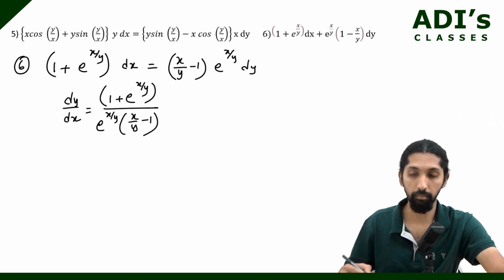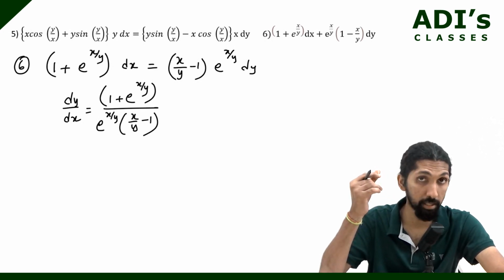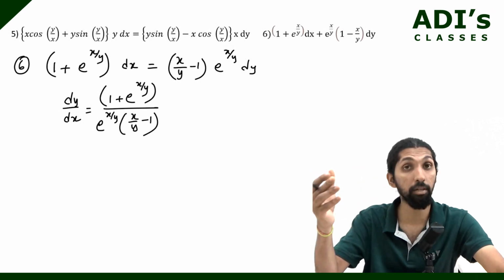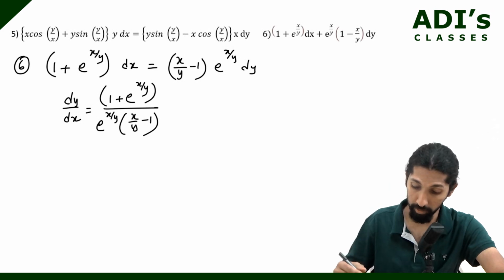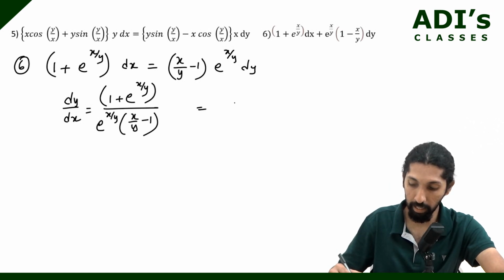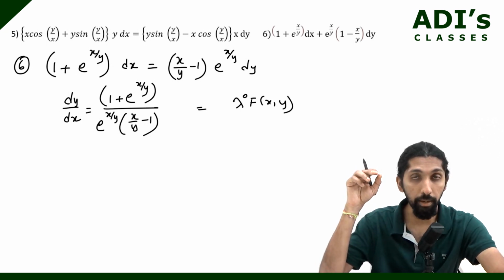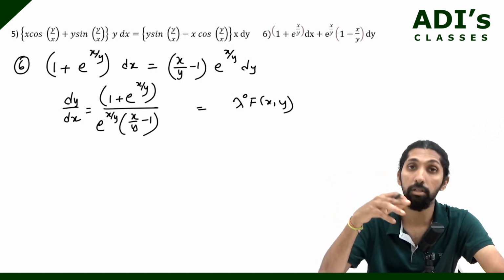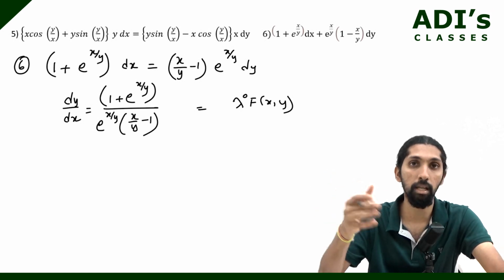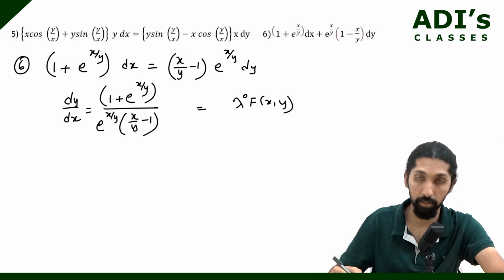Now, if you look at this one, e to the power x by y, obviously we cannot take that because it's a variable inside the function. So what is the value here? We can directly say lambda power 0 into f of x comma y, correct? Because there are no independent variables to substitute that x and y. So you might as well say that this is lambda power 0. Now what do we do? Let's do the next one. That is the solving part. All right.